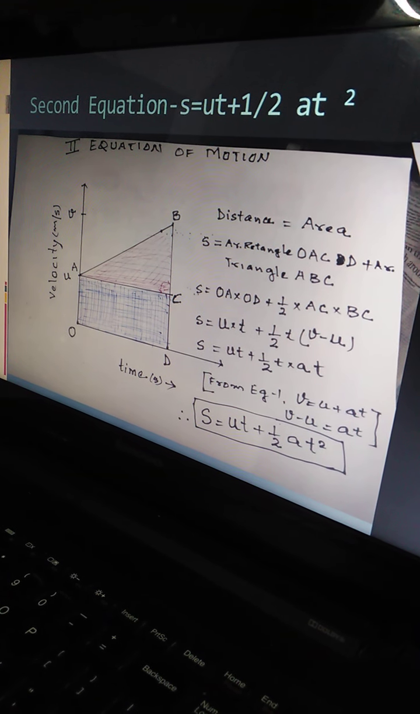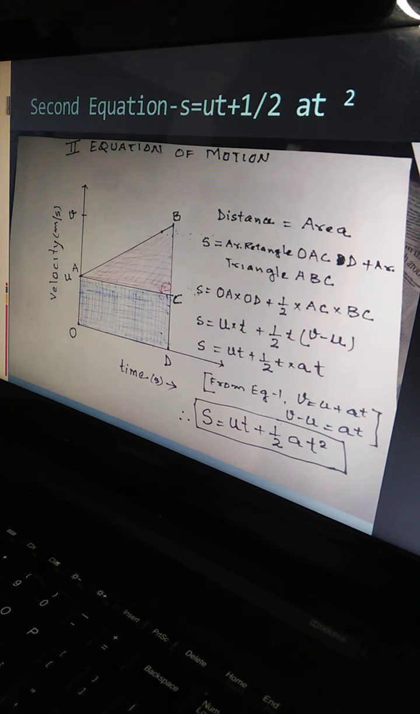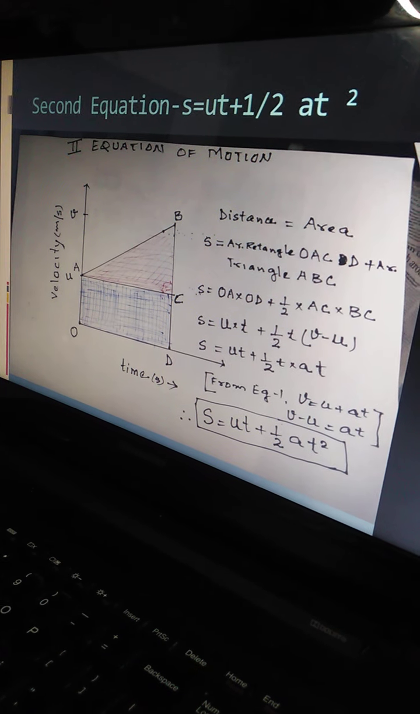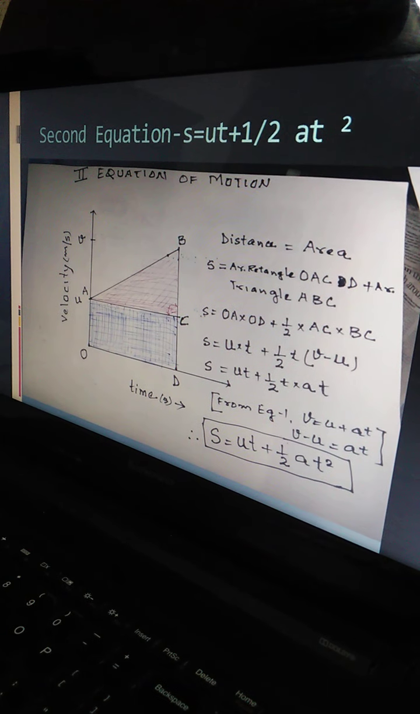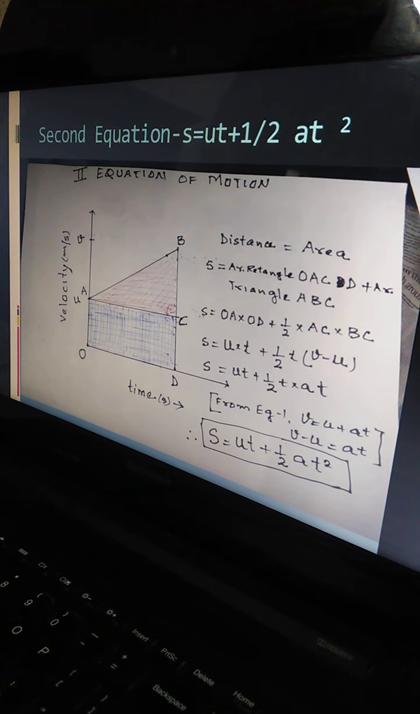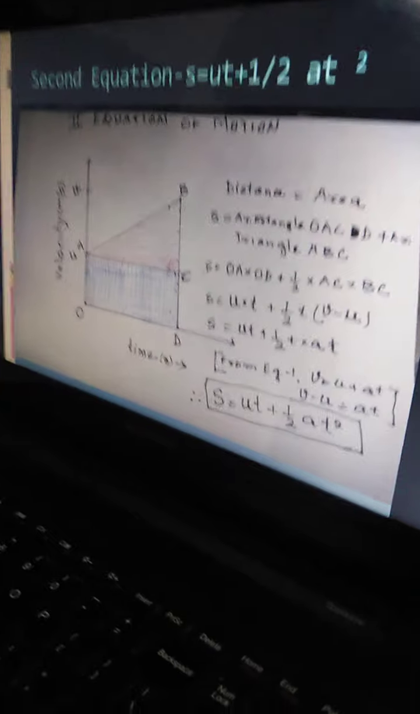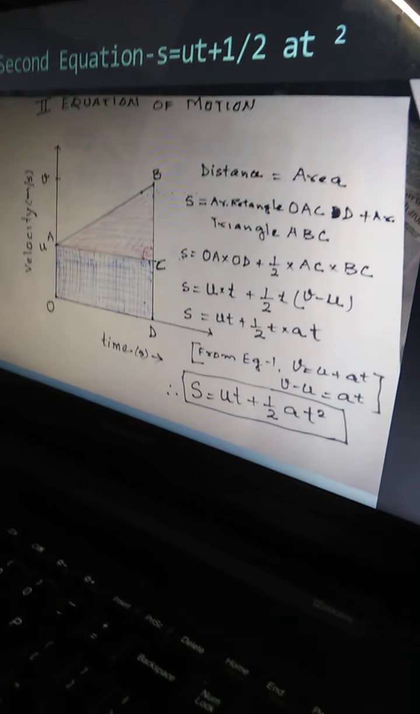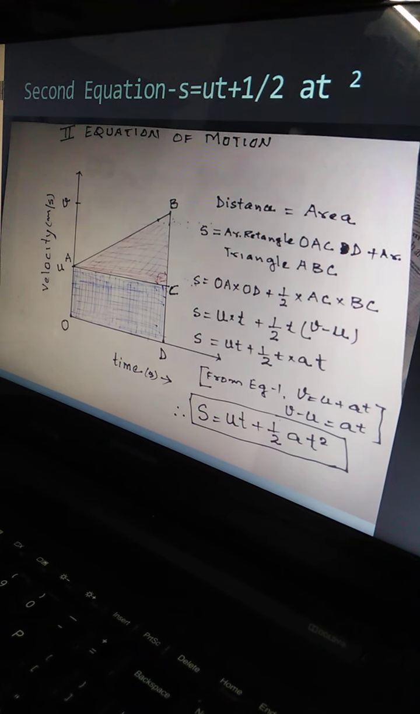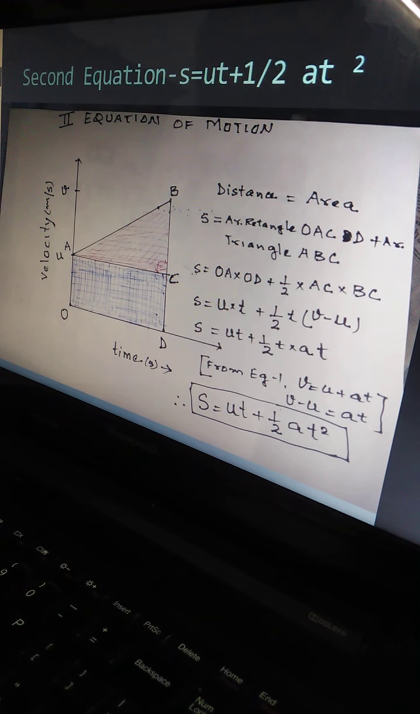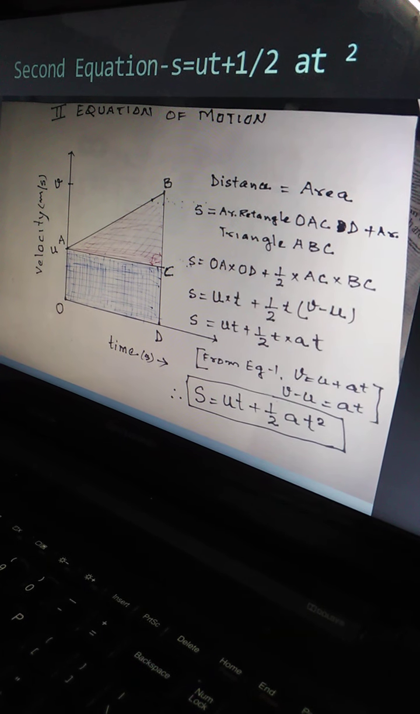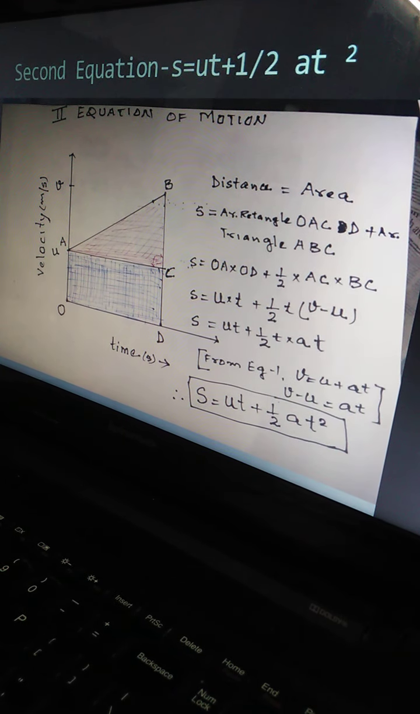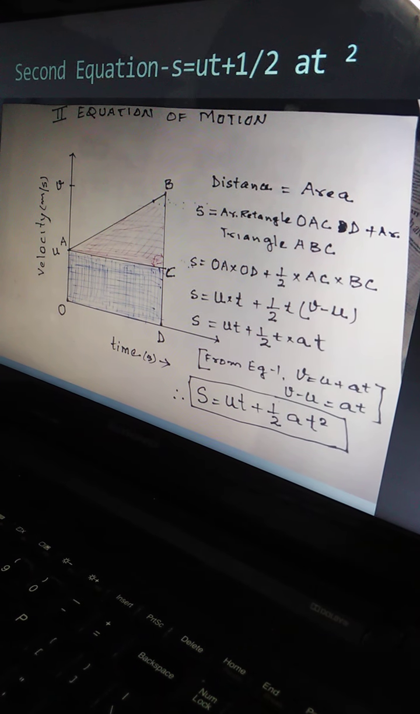OA represents initial velocity. AB represents, think of, uniform acceleration. Now remember what we learned: area enclosed under velocity time graph gives the distance.